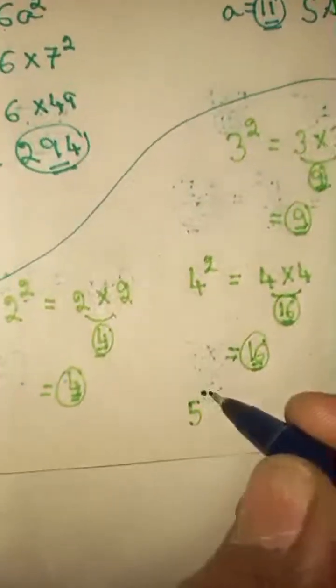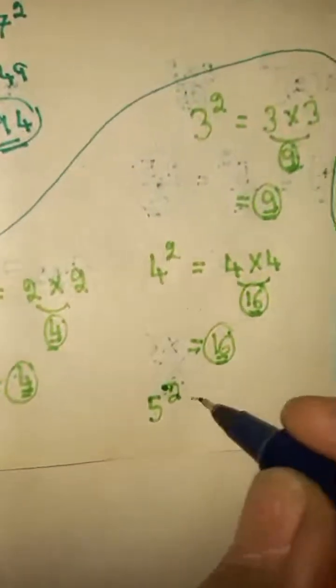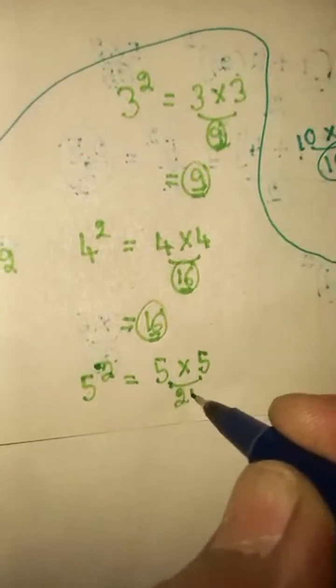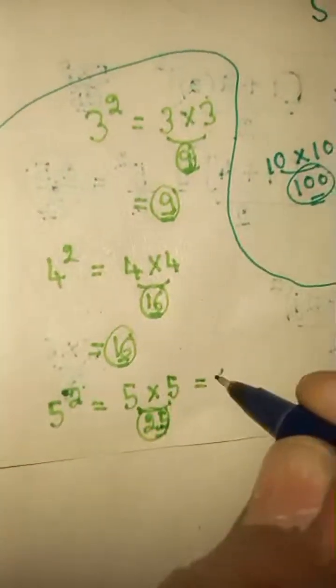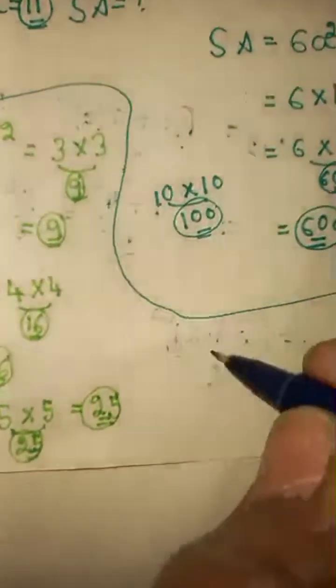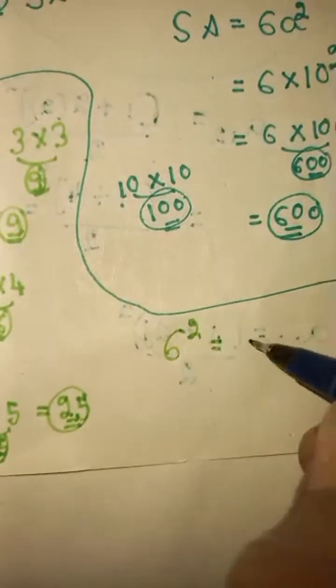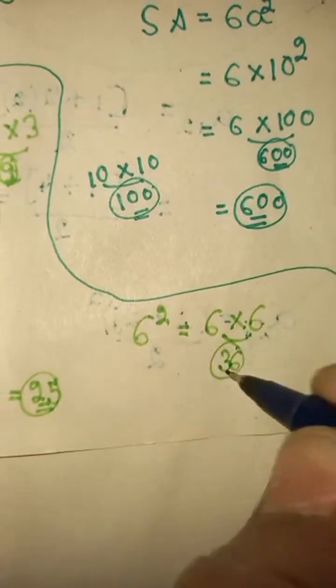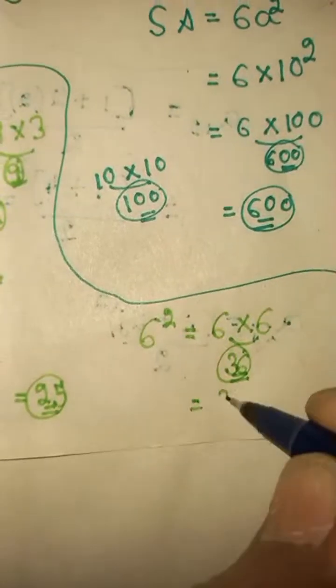5 square means it becomes 5 times of 5. 5 times of 5 means it is 25. This is equal to 5 square. Now let's write the next number, which is 6 square. 6 square is 6 times of 6, which is 36. That is equal to 36.